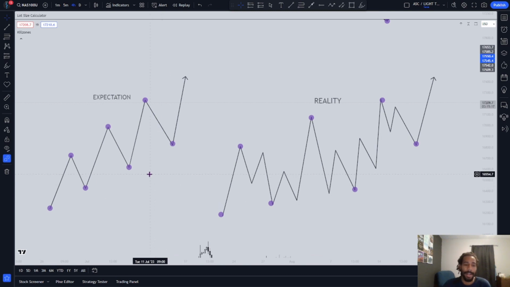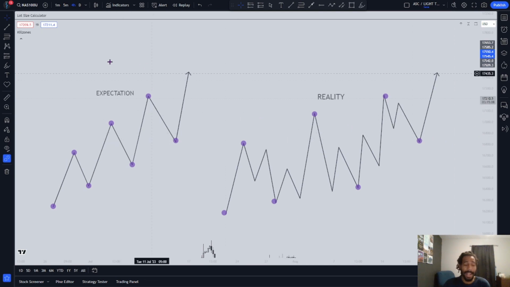You're going to be crying. You're going to be devastated on why I keep getting stopped out. Why is the market always stopping me out? I can never be on the right side of order flow.